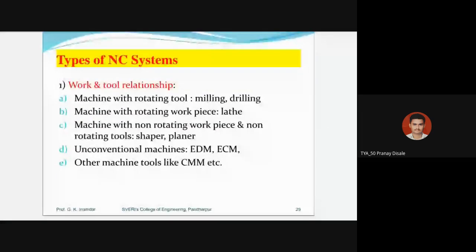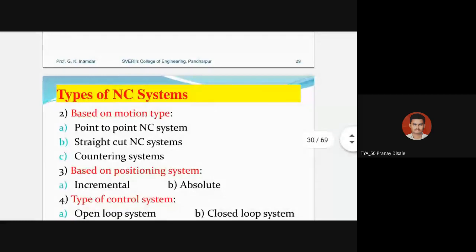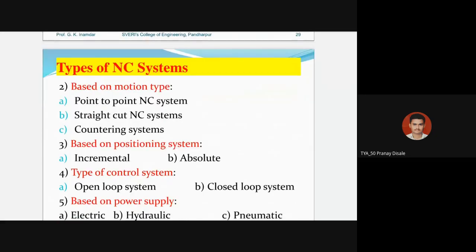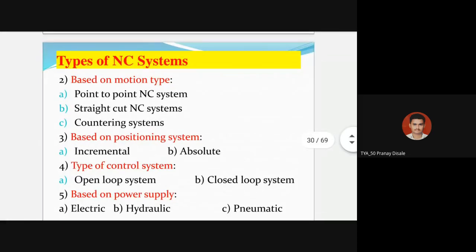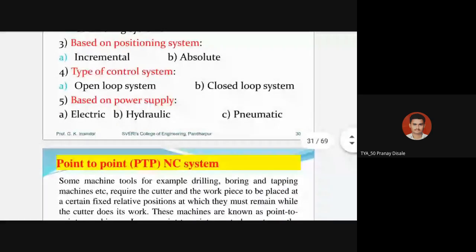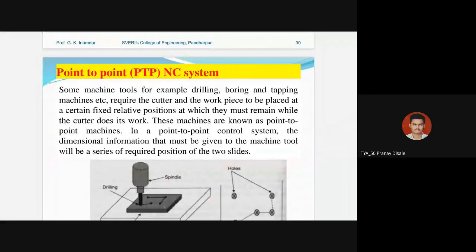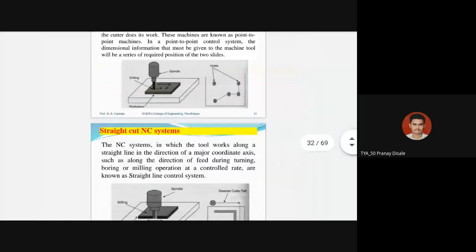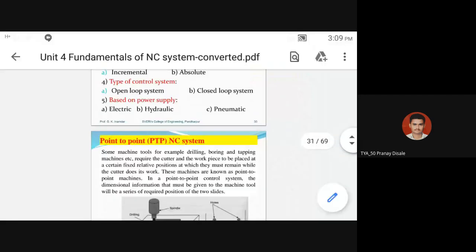The second type is based on the motion type: point to point NC system, straight cut NC system, and contouring system. Then based on the position element, incremental or absolute types of control system, and based on power supply. These are the different types of NC system. In the next lecture we will study point to point NC system. We will stop here.